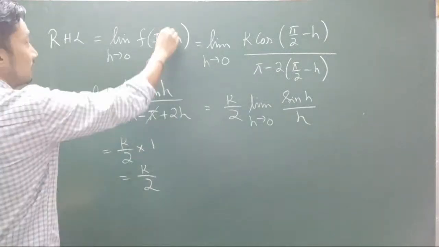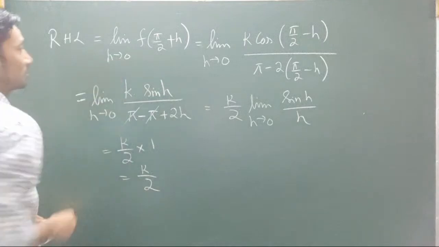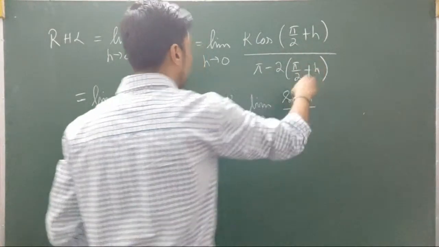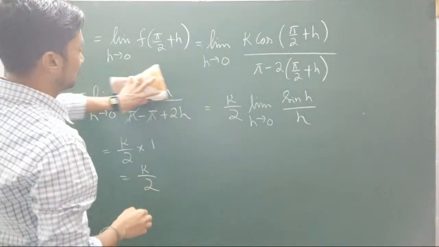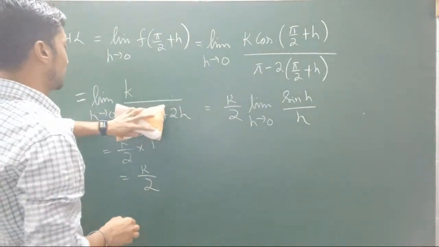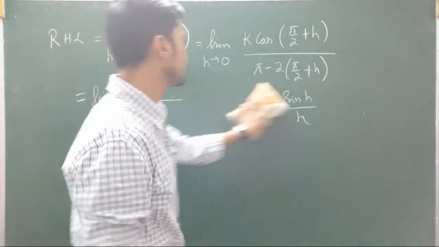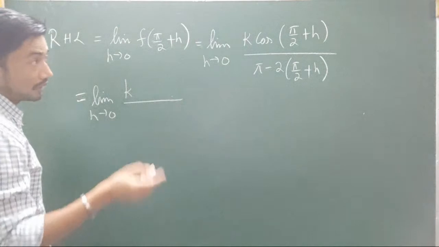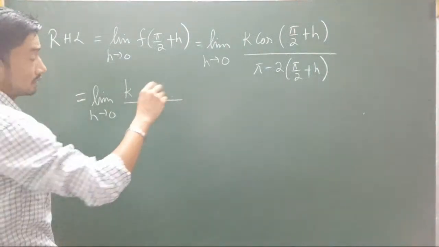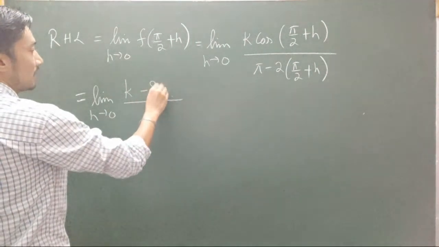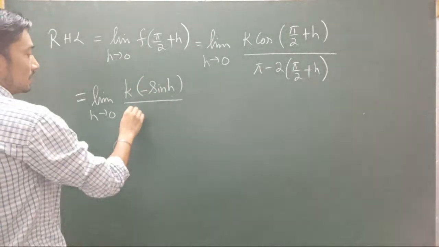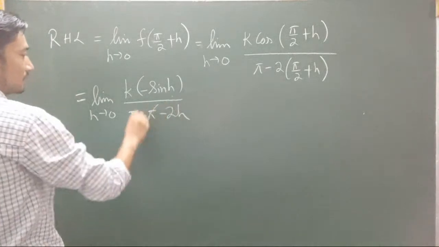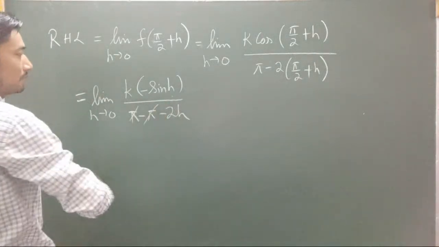So the right-hand limit will be f of pi by 2 plus h, where for a small interval, h tends to 0. So there will be some small change, of course. So that will be cos of pi by 2 plus h. That goes to the second quadrant, so that's going to be minus of sin h. This, of course, is pi minus twice of h. Of course, here pi is gone.